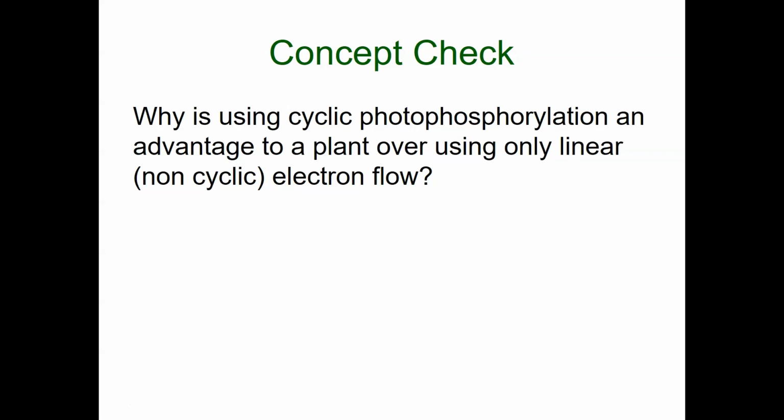So please take a minute and answer in your notes the following question: why is using cyclic photophosphorylation an advantage to a plant cell over using only linear or non-cyclic electron flow? So pause the video here, take a second, and answer that on your own.